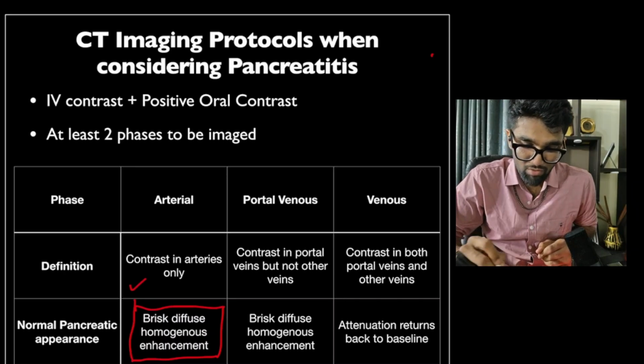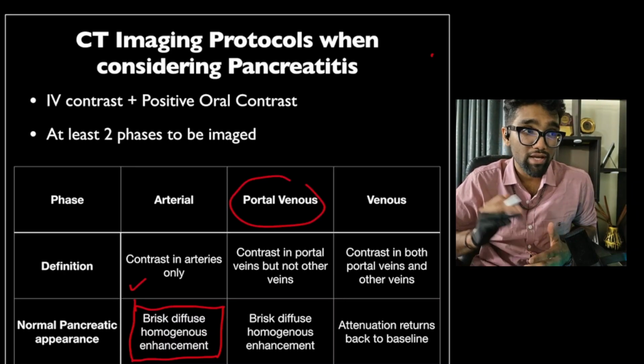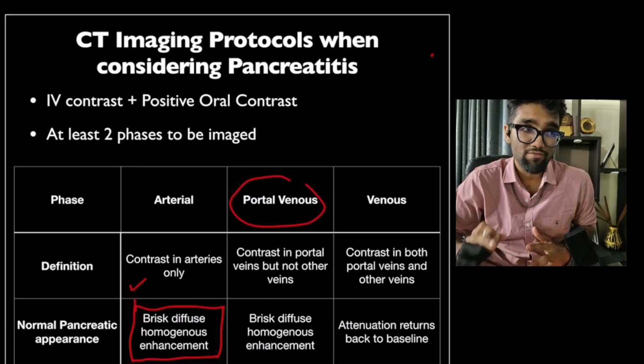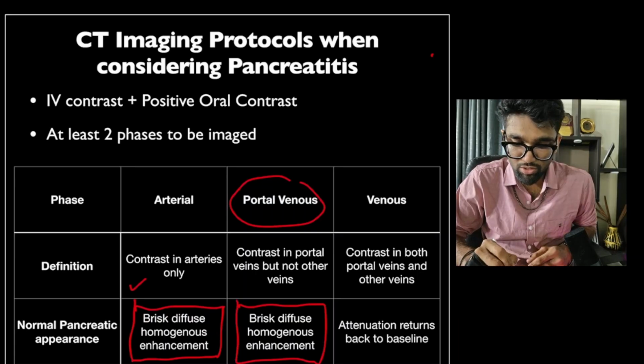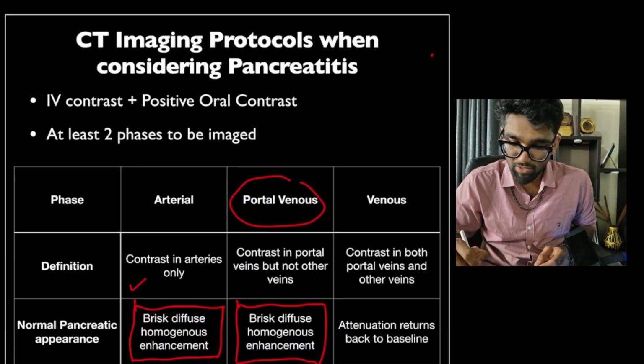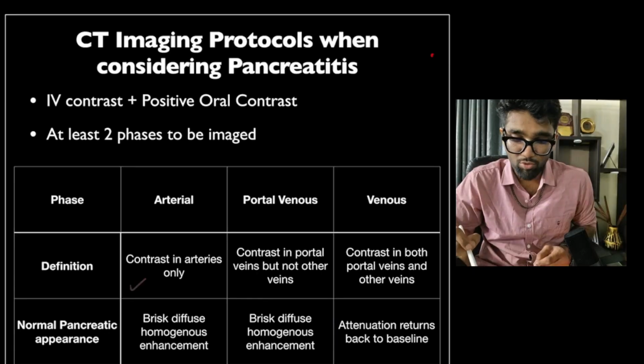Now, after that, you have something called the portal venous phase, where you have contrast within the portal veins, but you don't have contrast within the hepatic veins or the IVC. In that situation, the pancreas also continues to show diffuse, brisk, homogeneous enhancement. So, as you can see, the pancreas is enhancing both in the arterial and the portal venous phase.